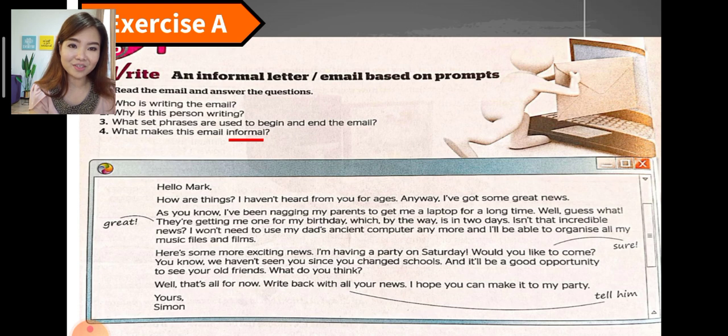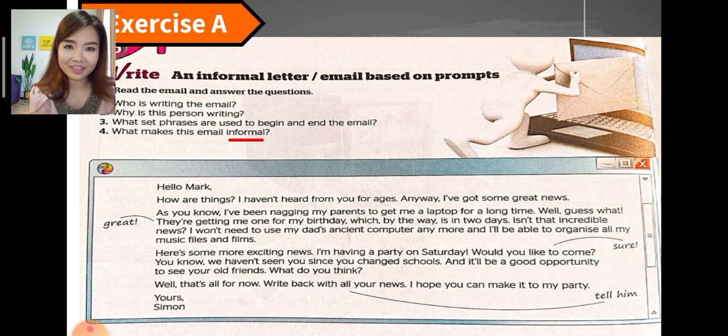Here's some exciting news. I'm having a party on Saturday. Would you like to come? You know, we haven't seen you since you changed schools, and it'll be a good opportunity to see your old friends. What do you think? Well, that is all for now. Write back with all your news. I hope you can make it to my party. Yours, Simon.